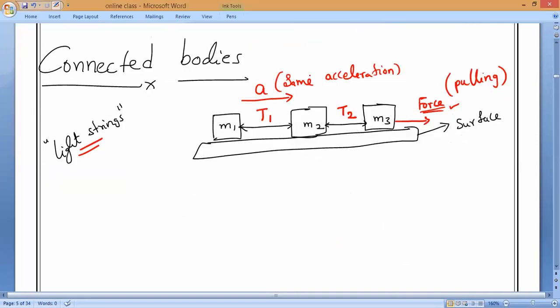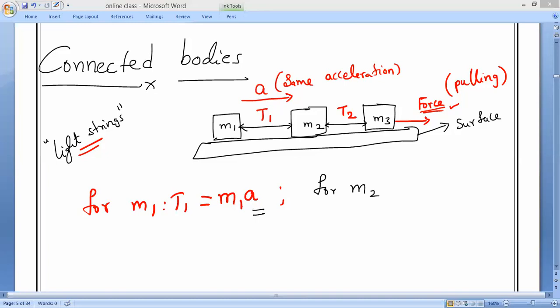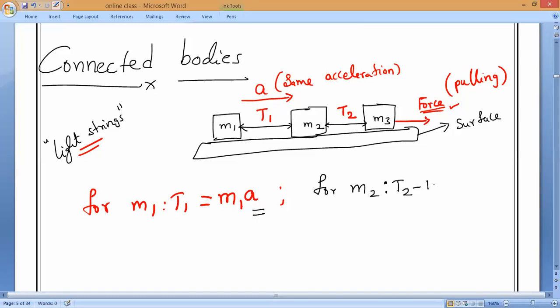Now, for M1, what is happening? Tell me, everybody. For M1 with T1, the net force is M1 into A. Yes or no? Mass of body 1 into acceleration. That is what is happening. Now, in the same way for M2, what is happening? T2 minus T1 equals M2 into A, which equals what?